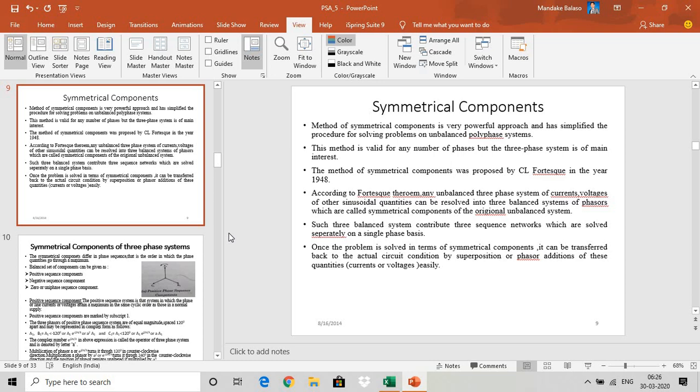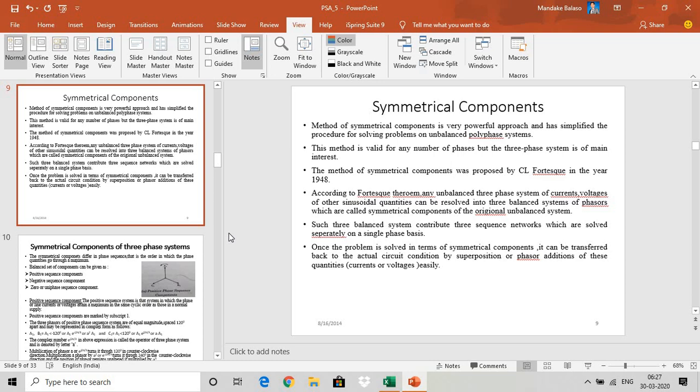If we think about what is meant by the symmetrical component, according to the Fortescue theorem, any unbalanced three-phase system of currents, voltages or other sinusoidal quantities can be resolved into three balanced systems of phasors, which are called the symmetrical components of the original unbalanced system. Such three balanced systems constitute the three sequence networks, which are solved separately on a single phase basis. Once the problem is solved in terms of the symmetrical components, it can be transferred back to the actual circuit condition by superposition or phasor addition of the sequence quantities, that is currents or voltages, easily.